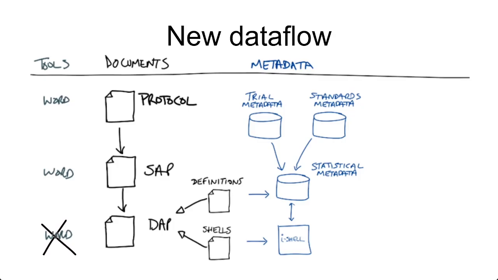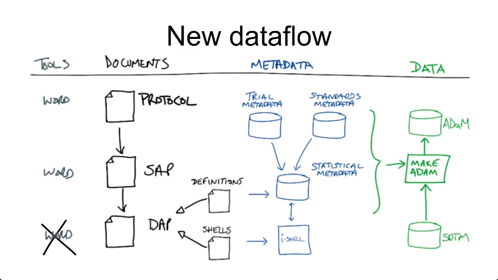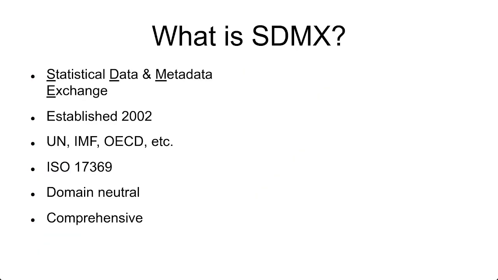What I am going to focus on is the right-hand side here. How do we take as input the statistical metadata in SDMX format and use that to make ADaM data sets, and do that at a press of a button? So let's take a very brief look, and this isn't going to be a tutorial on SDMX, but I think it's worth just making a very short pitch on it.